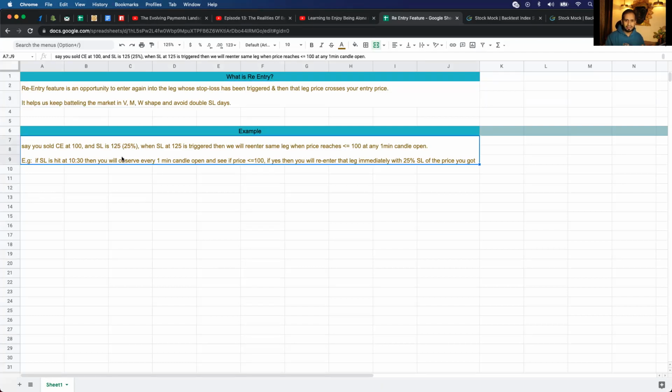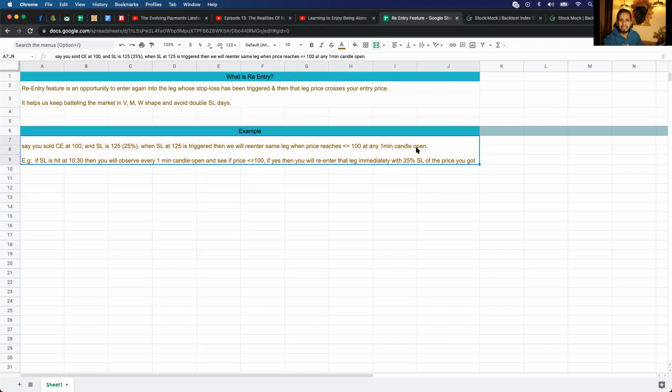Now let's take an example. Say you sold the call at 100 rupees, the market was uptrending, and your stop loss is 25%, which is 125 rupees. When your 125 SL is triggered, you will re-enter that leg, the call leg, if the price reaches 100 rupees or lower. It means the market has taken a reverse direction. And if it is less than or equal to 100 rupees at any 1 minute candle open, and I'll explain this, then you will re-enter that leg. Now, why have we chosen the 1 minute candle open?